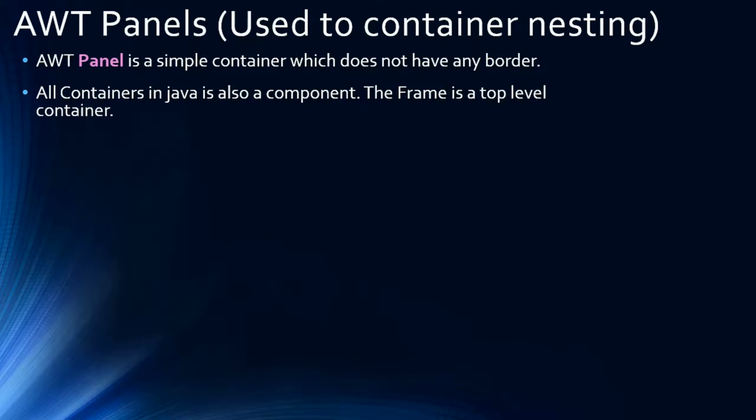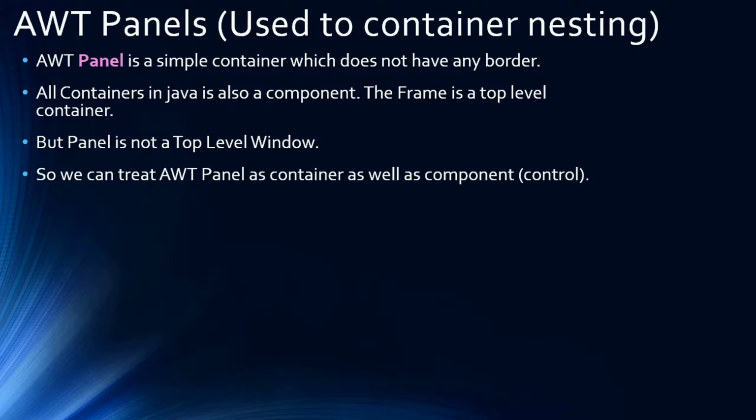Since it's a container, it can hold other components. In the previous videos, we saw how to add label, text fields, and checkboxes inside this frame window. Since it's a container, it accommodates these components. So frame window is a top level container, but panel is not a top level container or top level window. We can treat AWT panel as a container as well as a component, that means a control.